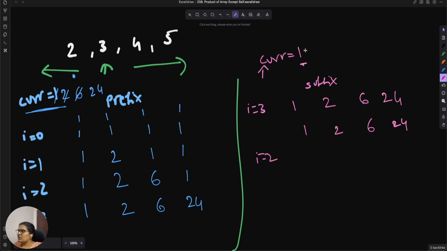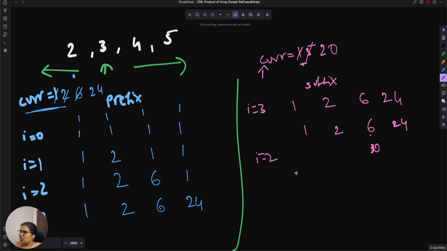Now, when i equals 2, we move here. Before moving here, we also have to update the product, right? So the product becomes 1 times nums of 3, which is 5. So the product of all the suffixes till this point is 5. The product of all the suffixes is 5 and the product of all the prefixes is 6. So the result is suffix times prefix, which is 30. And similarly, we have to update current to the product of all the suffixes, which will become 20.